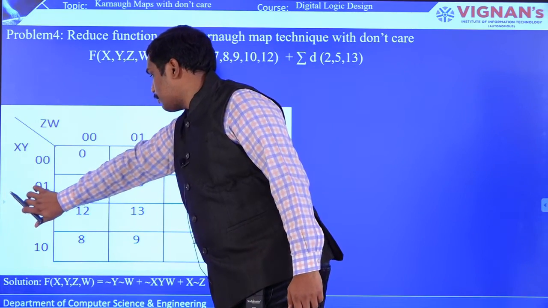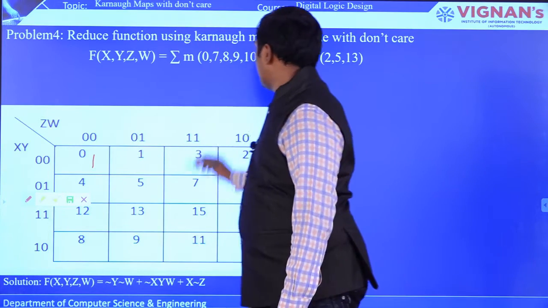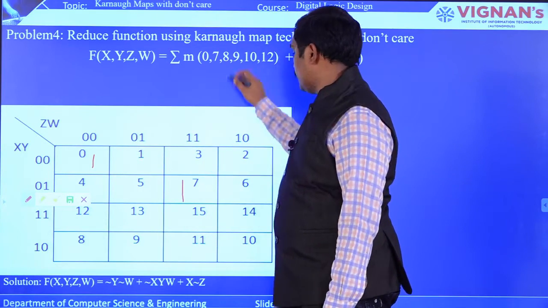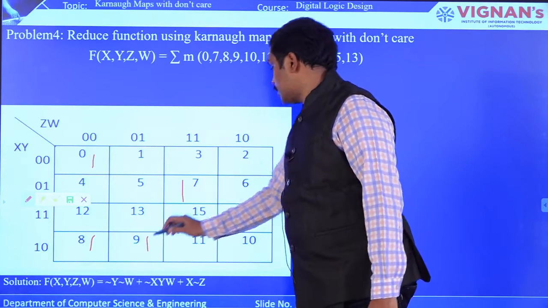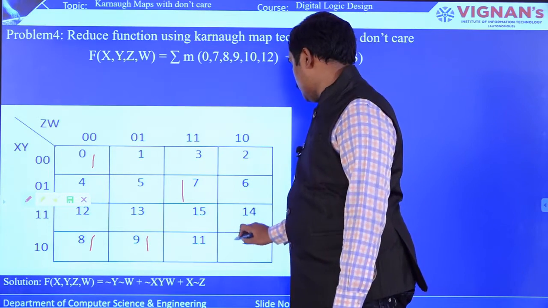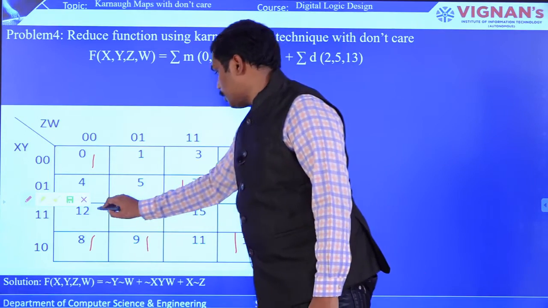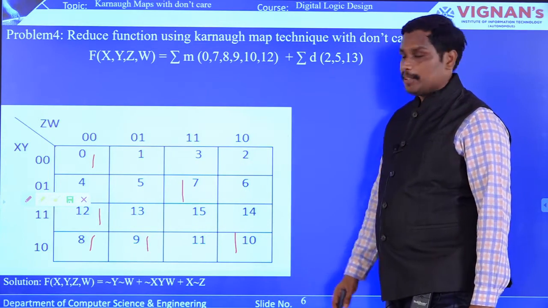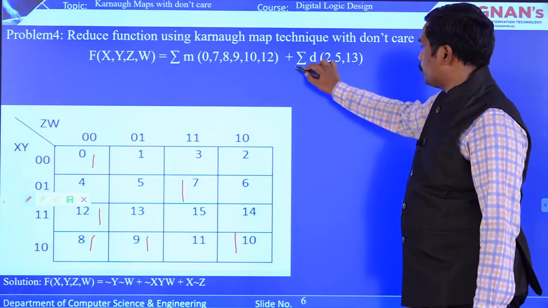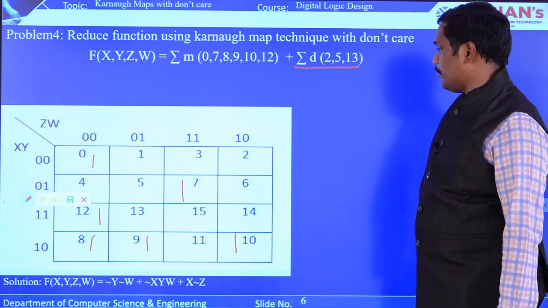We'll construct the Karnaugh map fast. So 1, and then for 7 it is 1, and then for 8 it is 1, and then for 9 it is 1. The positions 10 it is 1, and 12 it is 1. Okay. So now I've placed all the min terms for the given expression in the Karnaugh map, and now you see don't care conditions, that is 2, 5, and 13.